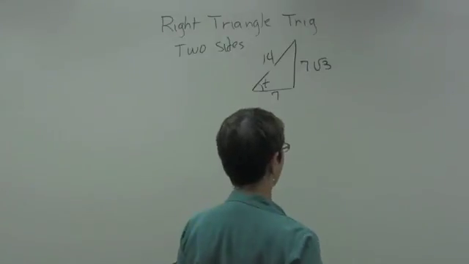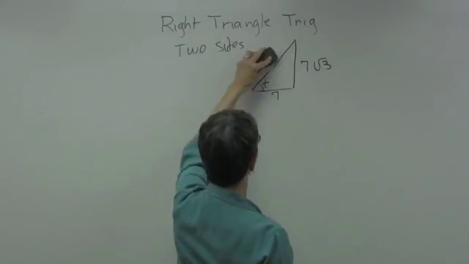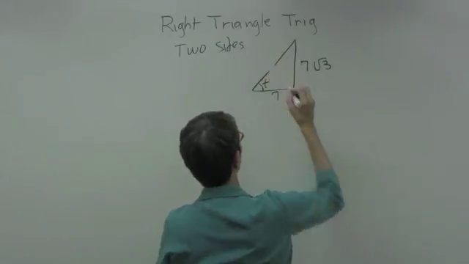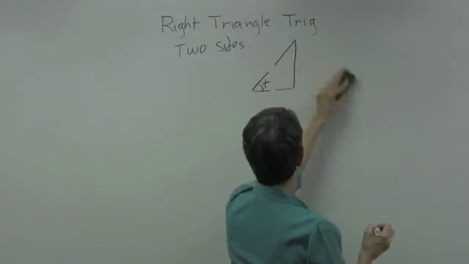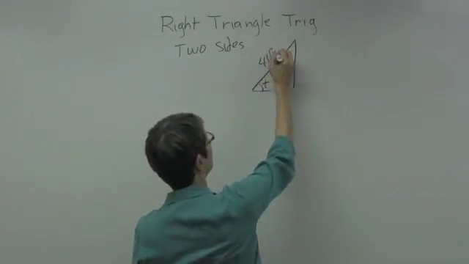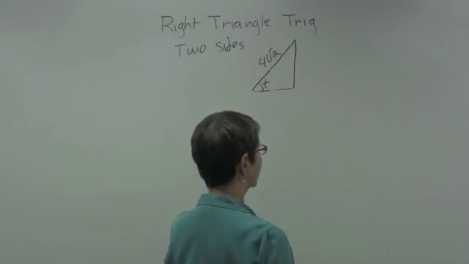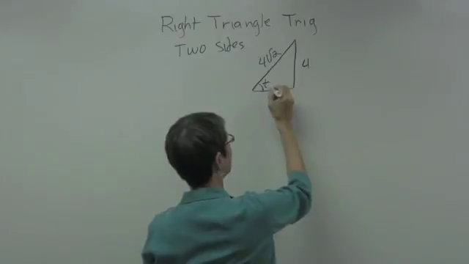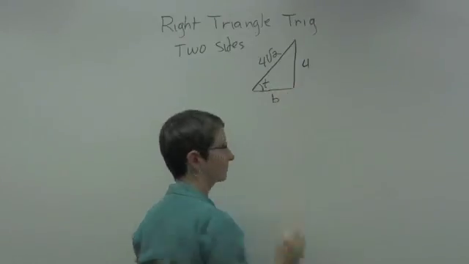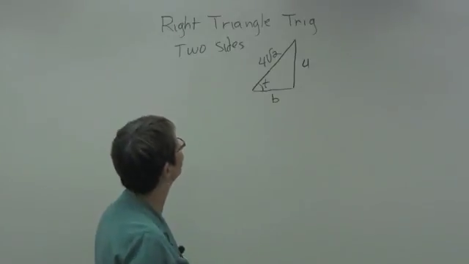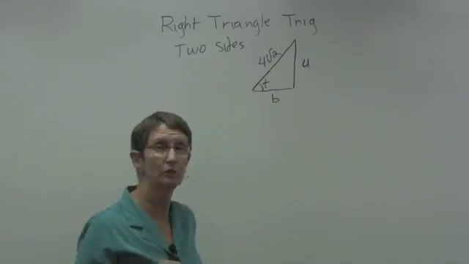Let's say we're given C, or H, the hypotenuse. Say this is 4 square root of 2, and let's let A be 4. So I don't have B. And let's not find everything. Let's just find sine and maybe cotangent.